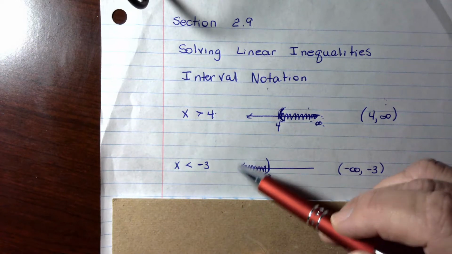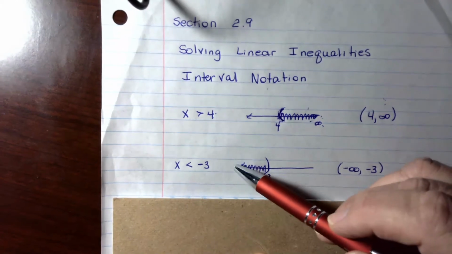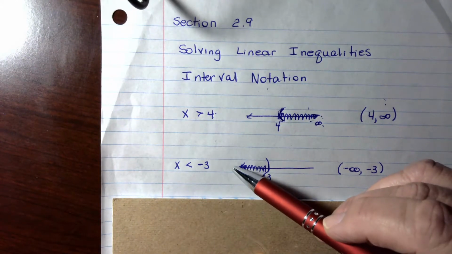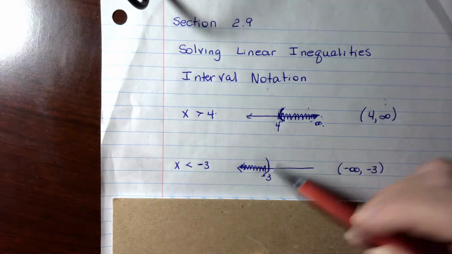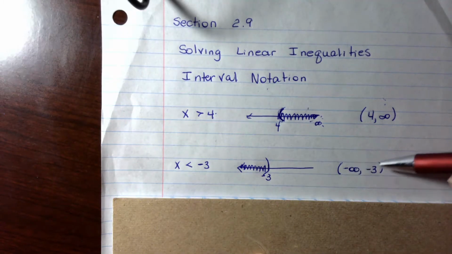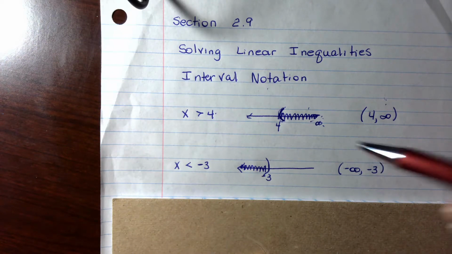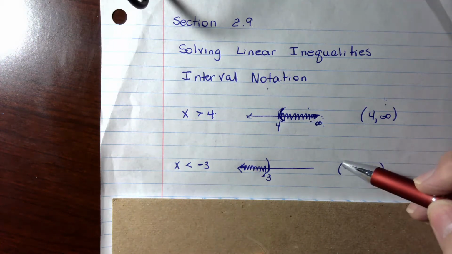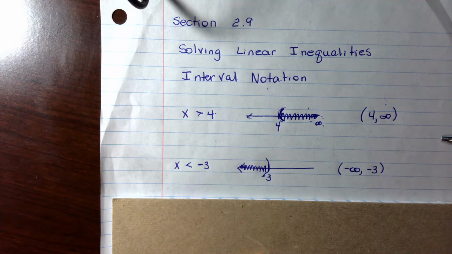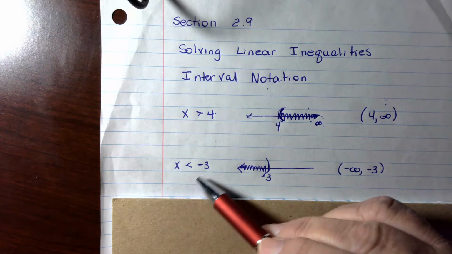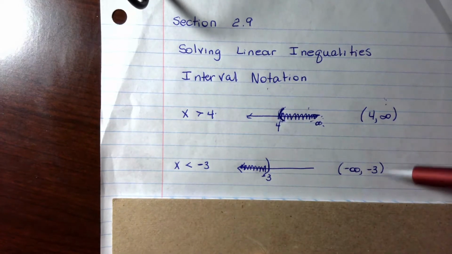Well, the last number, it goes forever, so we call that negative infinity up to -3. So I've got negative infinity, comma, -3. That's the way you write that in interval notation. We're going to always use a parenthesis with infinity. And then because the -3 is not included, I'll use a parenthesis there as well.